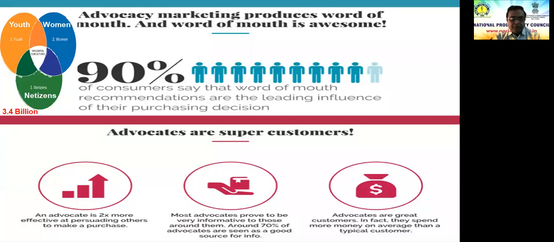Now, for this advocacy, we have three distinct verticals of influencers: youth, women, and netizens. They constitute more than 50 or 60% of the world population of 7.5 billion. Out of that, 3.5 billion in 2016-17, now more than 4 billion, constitutes influential subcultures consisting of youth, women, and netizens.